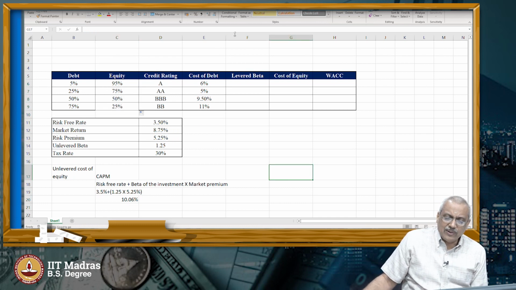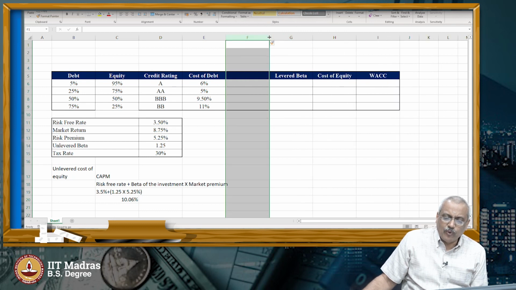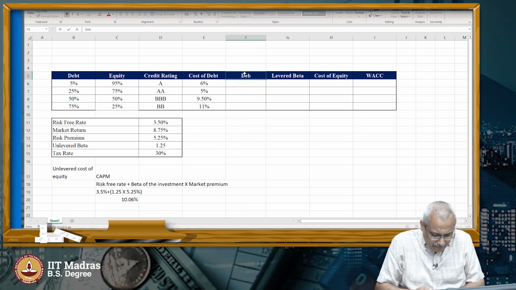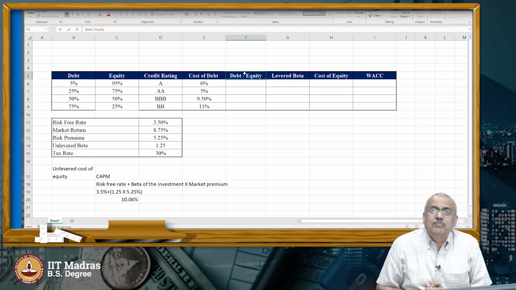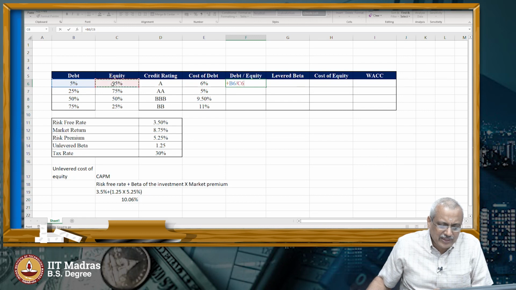Now I need to calculate one more column I will introduce out here, in this particular case debt by equity. What is the debt by equity ratio? I did teach you the debt equity ratio when I was doing the analysis of the financial statement. This is the debt divided by my equity out here.